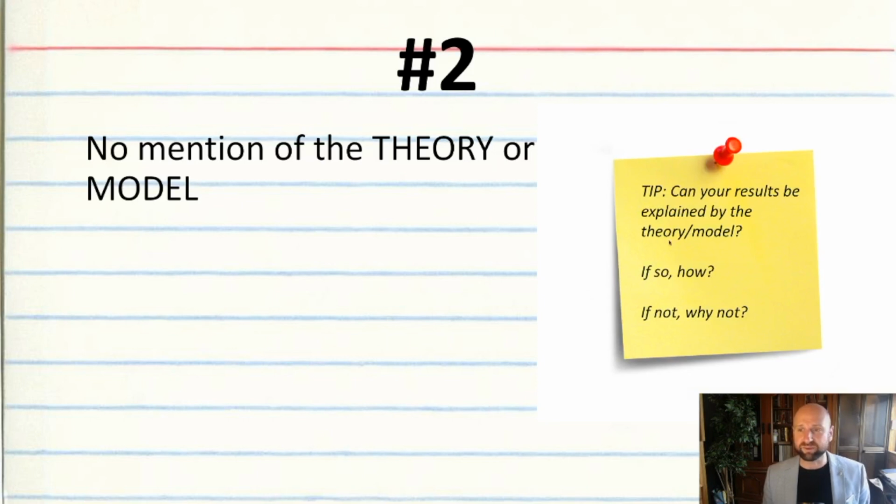Now my advice would be, can your results be explained by the theory or model? So if your results are consistent with the original, you can probably use that theory or model to explain those results. And so if they can be explained, explain how. Now if they can't be, let's say your results perhaps contradict the theory, then perhaps come up with some reasons why you think they might not be able to be explained by the theory or model. Can you come up with some alternative explanations? And that could be a good way there of linking your results to the theory or the model.